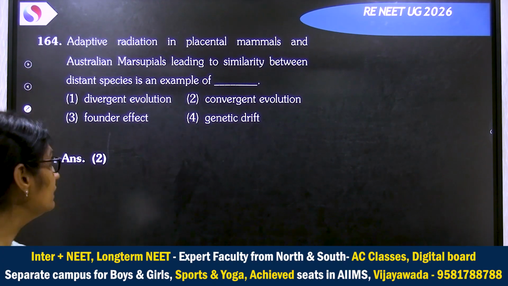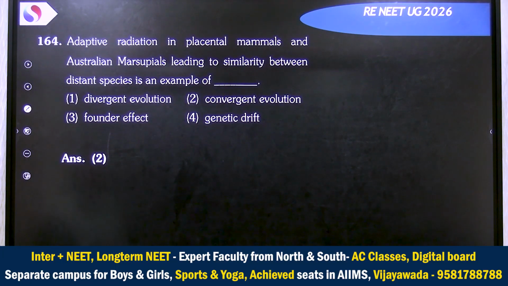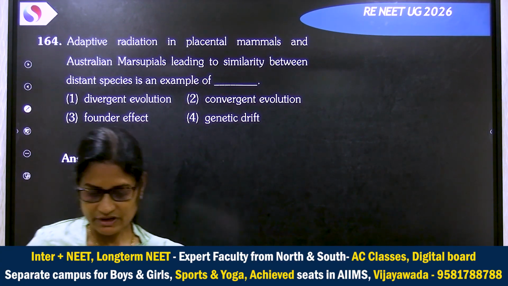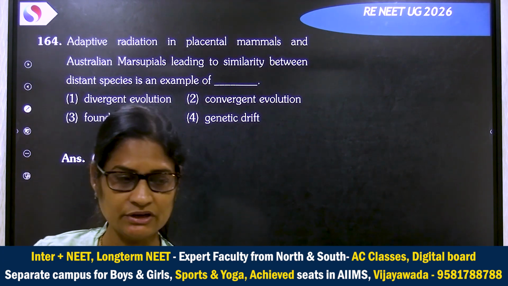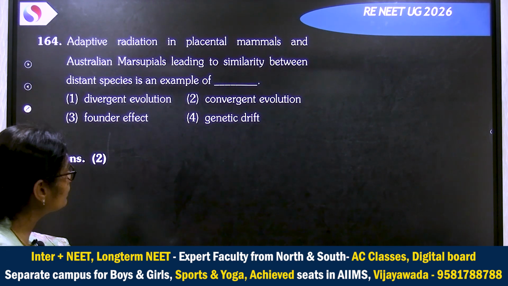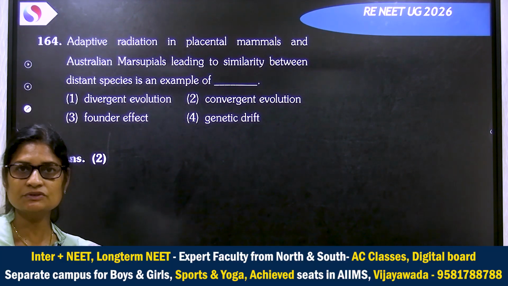Again, we went to an evolution bit. 164 is from evolution. Adaptive radiation in placental mammals and Australian mammals leading to similarity between distant species is an example for what? If you are going to talk about one particular geographical area, one particular set of organisms, what type of evolution does it show?